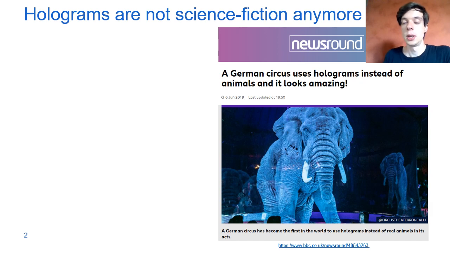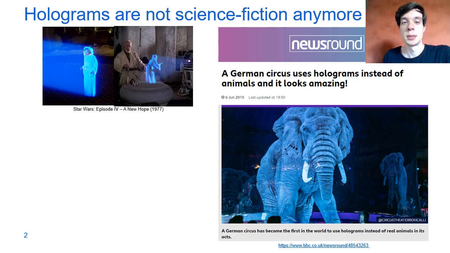Now in this slide you see a holographic elephant that was actually used by a German circus to replace real-life animals in their acts. And this is actually quite remarkable, as 40 plus years ago this was still total science fiction. For the Star Wars fans amongst you, think about the 1977 scene of Star Wars Episode 4 A New Hope, in which Princess Leia is actually delivering a message as a hologram.